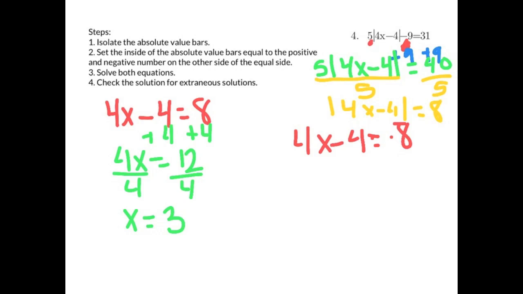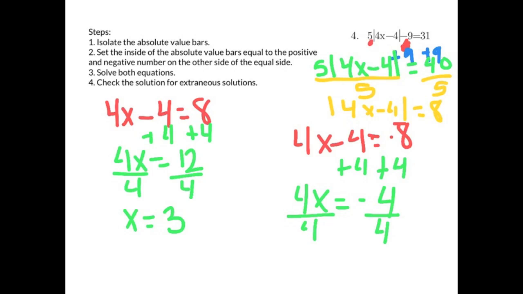Okay, and then I'm going to do the equation on the right. I'm going to add 4 on both sides so that I have negative 8 plus 4, which will give me negative 4. And then I'm going to divide by 4 on both sides so that I got x is equal to negative 1. All right, so we have x is equal to 3 and x is equal to negative 1. And we're going to check those solutions to make sure that they work. So we want to go ahead and start checking those solutions.